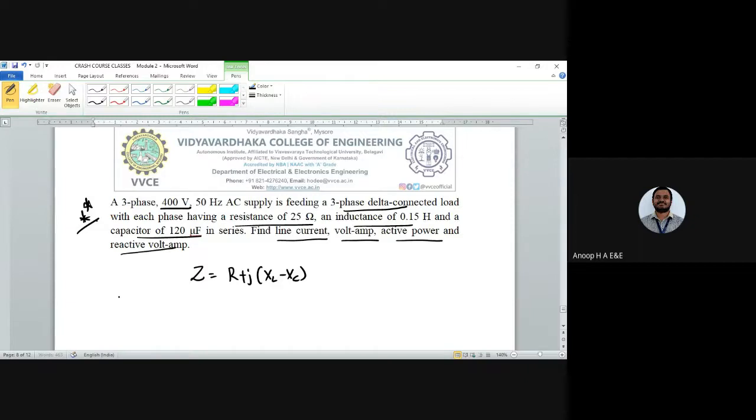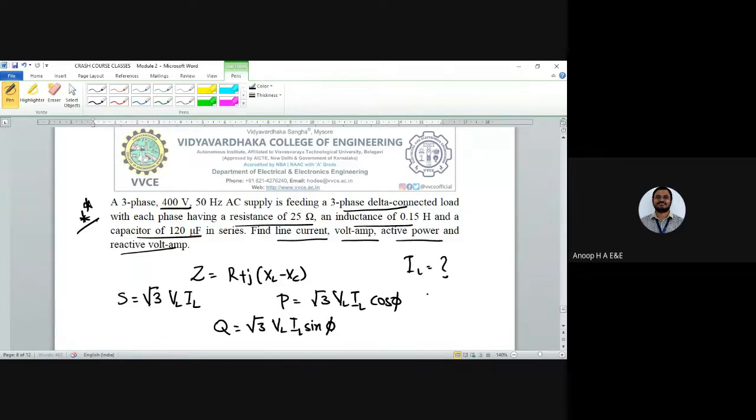I'll give you the expression of volt ampere. That would be equal to √3 VL into IL. P would be equal to √3 VL IL cos phi. Next, Q would be equal to √3 VL IL sin phi. Okay, so find the line current. In a delta network, IL would be equal to √3 into IPH. Getting it right?